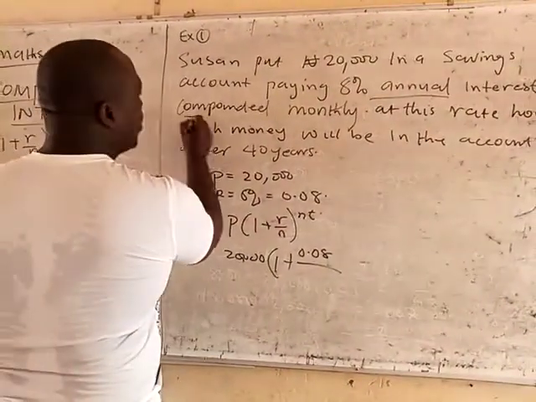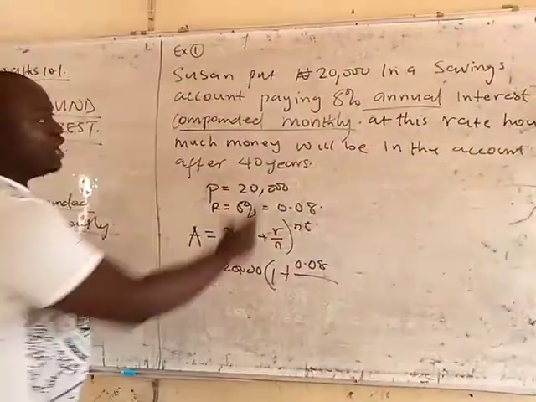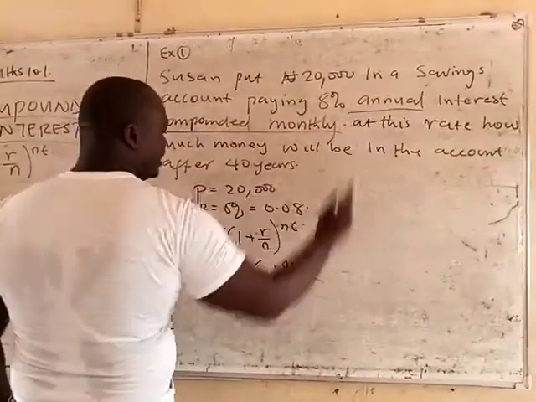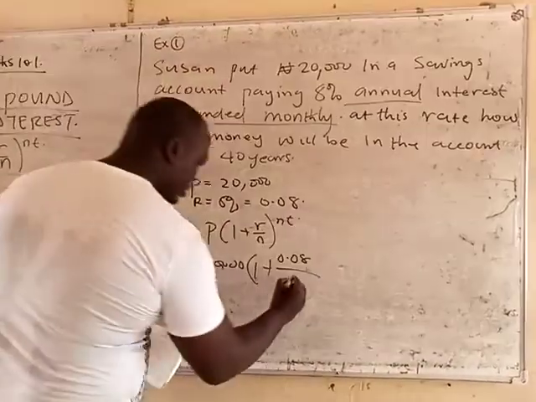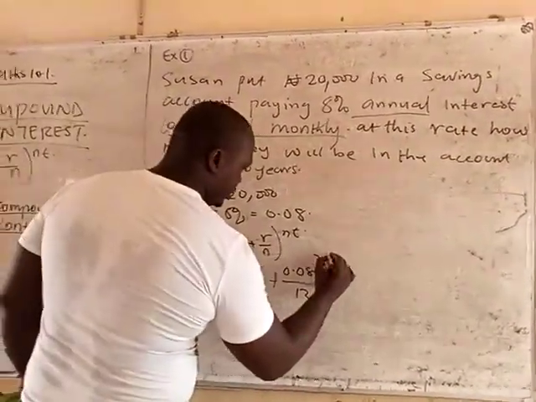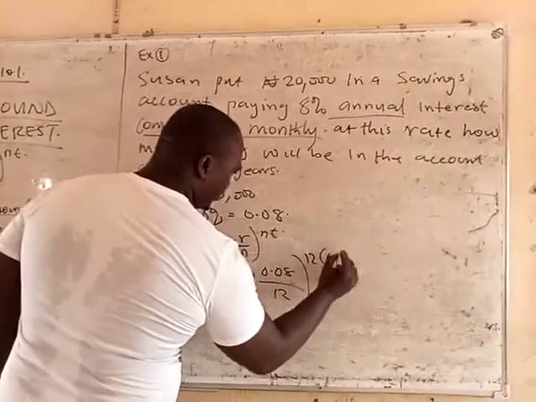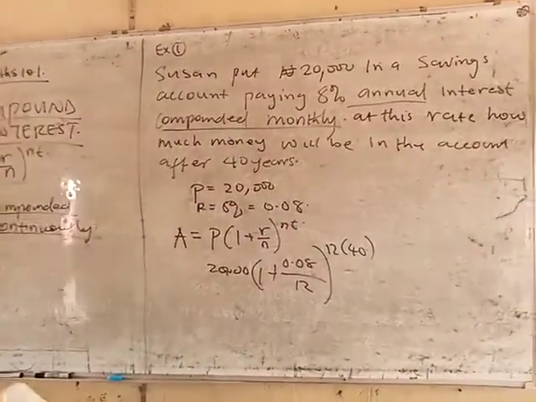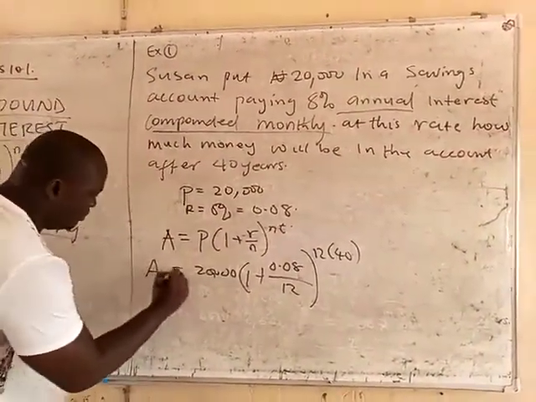And they said compounded monthly. So how many months do we have in a year? 12, right? Good. So here is 12. So we have 12 times 40 here, because we have 40 years. So your future amount is like this.